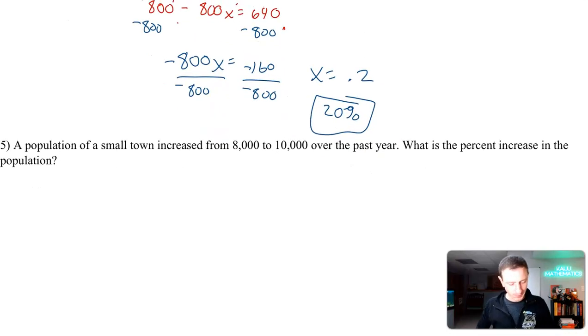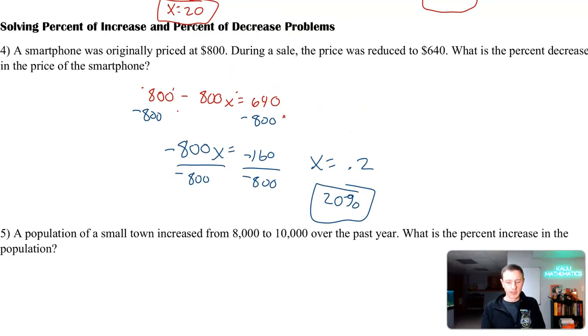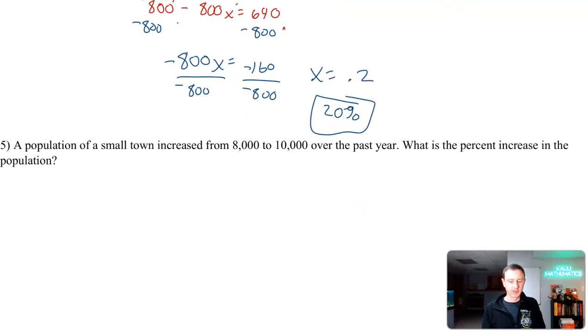Now, number 5. A population of a small town increased from 8,000 to 10,000 over the past year. What is the percent increase in the population? This was a little bit different because we're going from an amount to another amount. So we're starting here, we're ending here, and we have to figure out what that percent increase is. It's really kind of the same strategy, but you could do it a couple different ways.